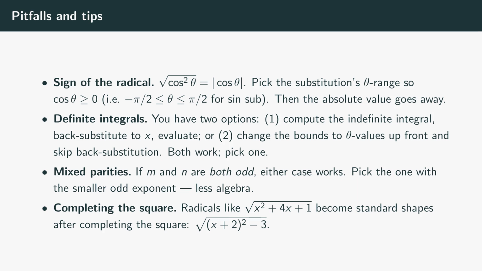Third, for powers of sine and cosine where both are odd, you have a choice: peel a sine or peel a cosine. Pick the one with the smaller exponent, less conversion, less algebra.